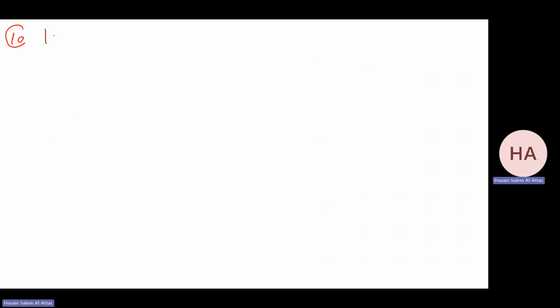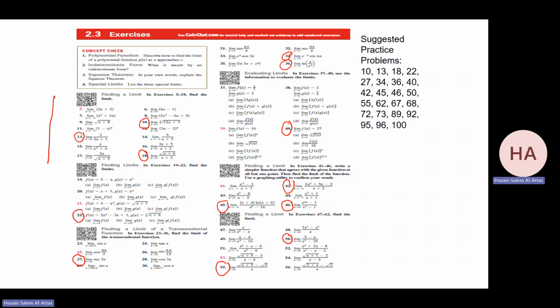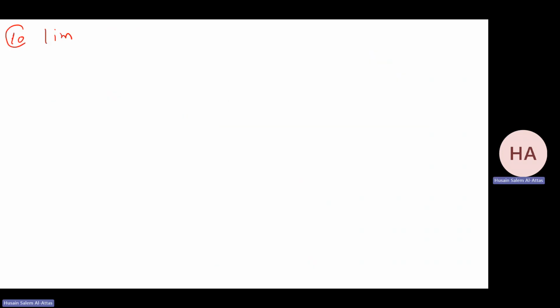Number 10, limit as x goes to 2 of the cube root of 12x plus 3. Just substitute, you get what? Cube root of 12 times 2, which is 24 plus 3, 27, which is 3. That's it.